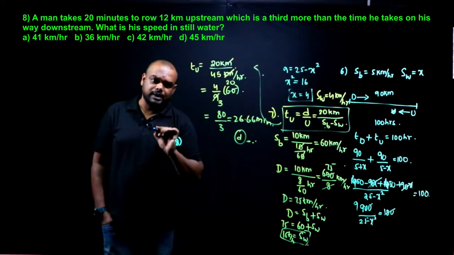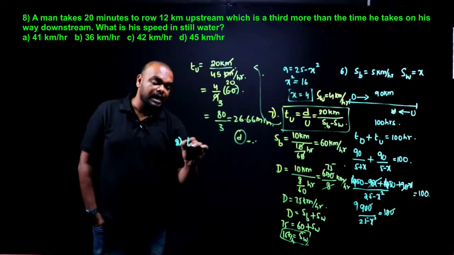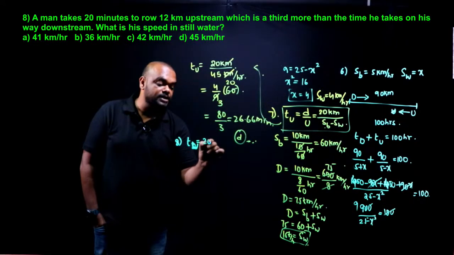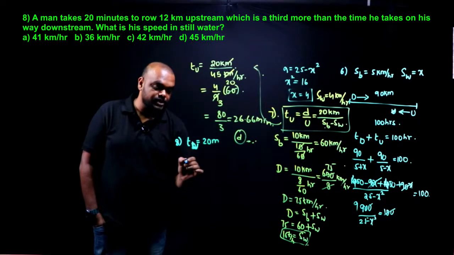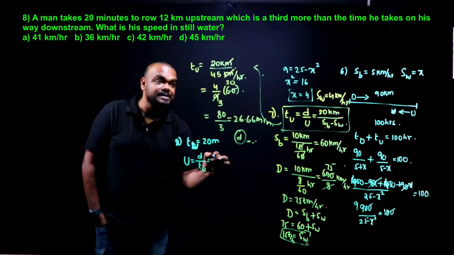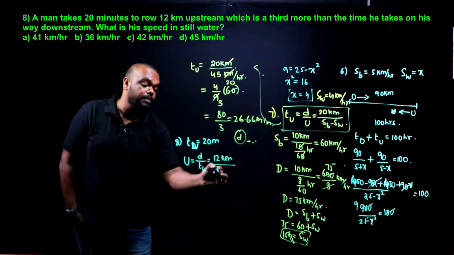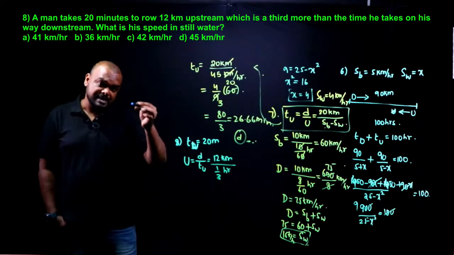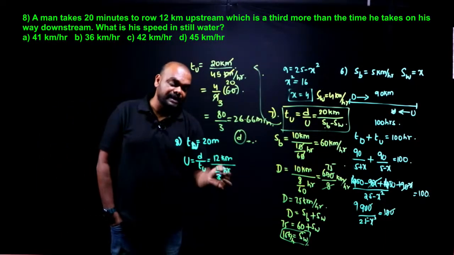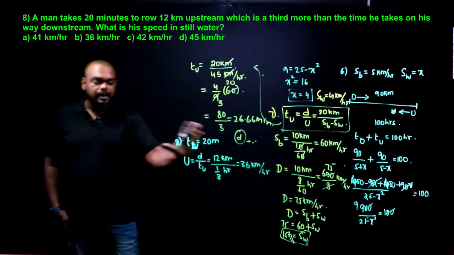First thing, the moment you see the data, crack it first. You know there is time and there is distance. Time during upstream is how much? 20 minutes, for a distance of 12 kilometers. So I can calculate upstream speed: distance by time taken during upstream. 12 kilometers divided by 20 minutes. Convert it into hours by dividing by 60: 20 by 60 is 1 by 3 hours. 3 goes to the numerator, so 36 kilometers per hour. Let it rest for some time.